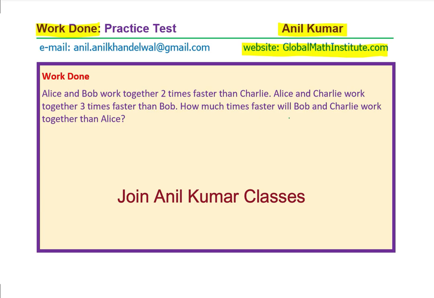Let us try to understand what is required. Alice and Bob work together 2 times faster than Charlie. Alice and Charlie work together 3 times faster than Bob. How much times faster will Bob and Charlie work together than Alice? That's the question. I would like you to pause the video, answer the question, and then look into my suggestions.